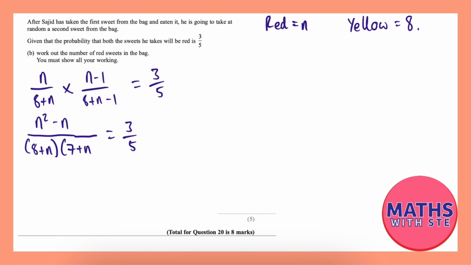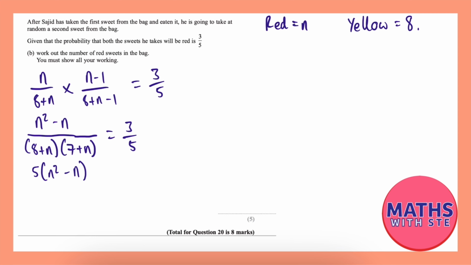Okay, so let's get rid of these denominators first. Close that bracket. If we're going to get rid of these denominators, we're going to do 5 lots of n squared minus n.